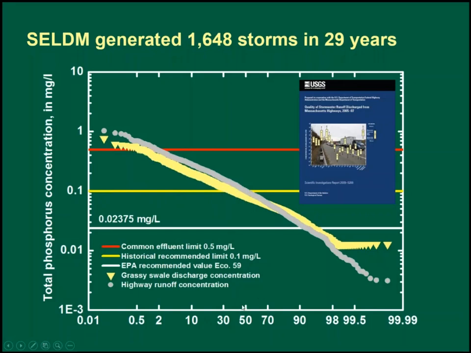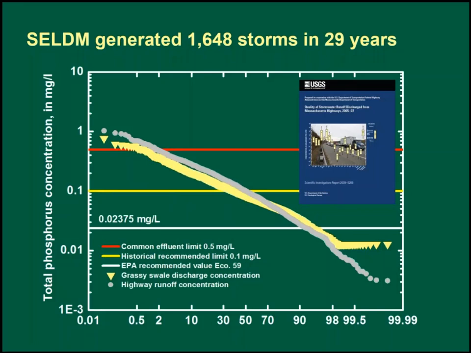So with the highway runoff here, we see that 50% of those highway runoff discharges are going to exceed that. So there's no way we're going to meet that standard. And this value down here, the white line at 0.02375 milligrams per liter, that's what EPA is now looking at for ecoregion 59. That's the northeastern coastal zone. So if they applied that as a discharge standard, we could see that the highway runoff would exceed that about 95% of the time. So there's no way we're going to meet it.